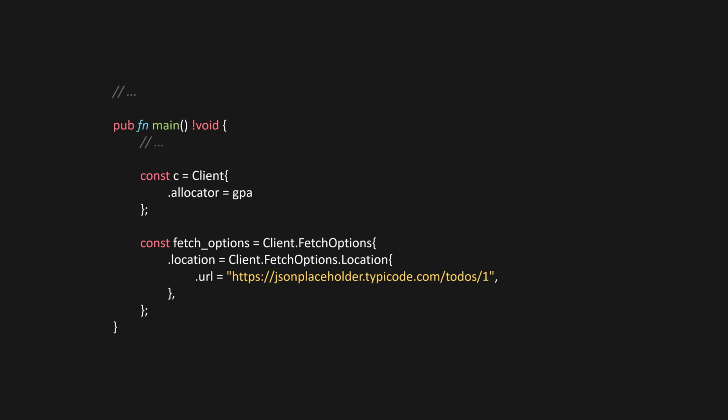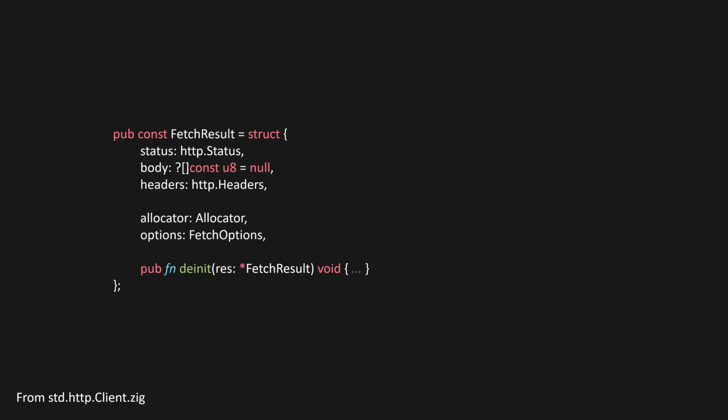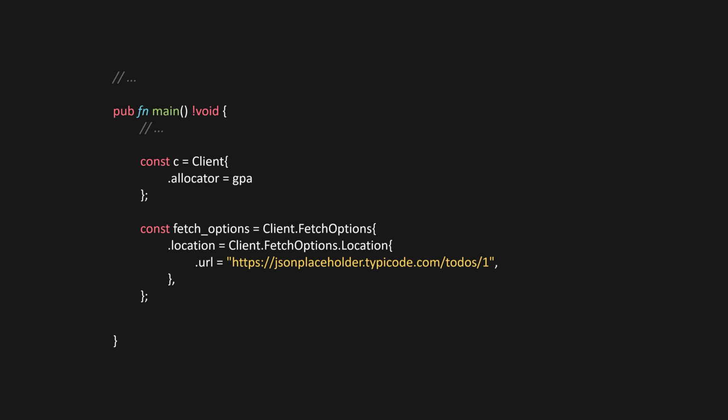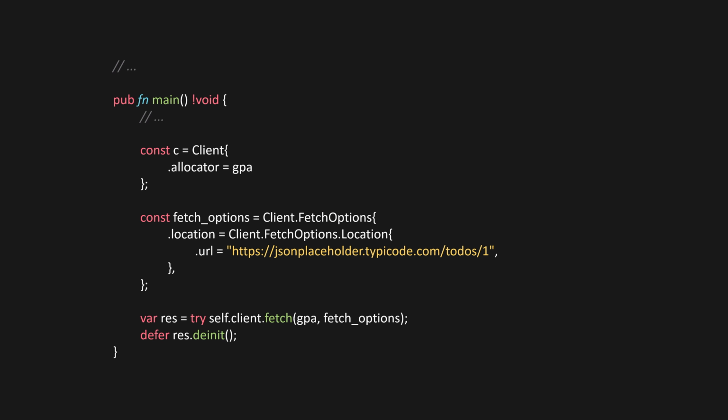Fetch returns an instance of fetch result. This struct holds information such as the response status, body, and headers. Let's save that in the variable res and defer its deinitialization.